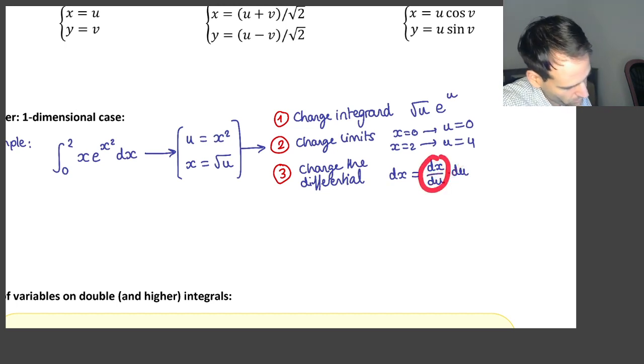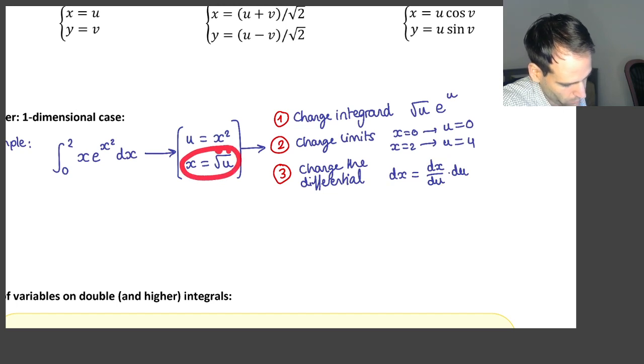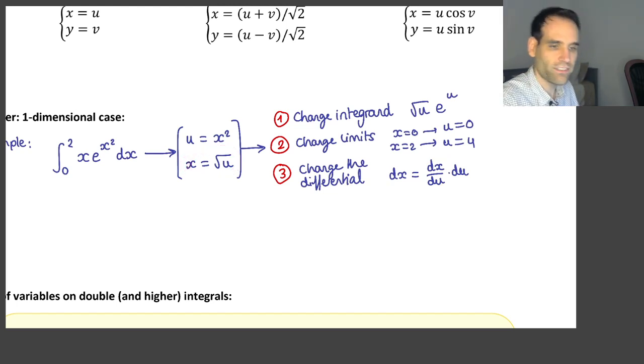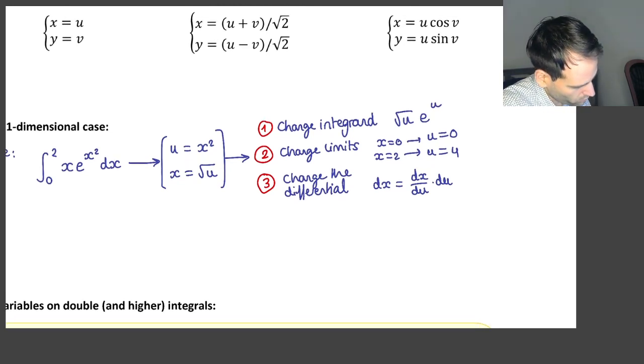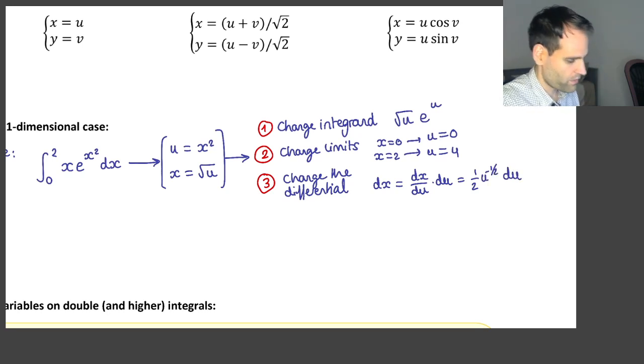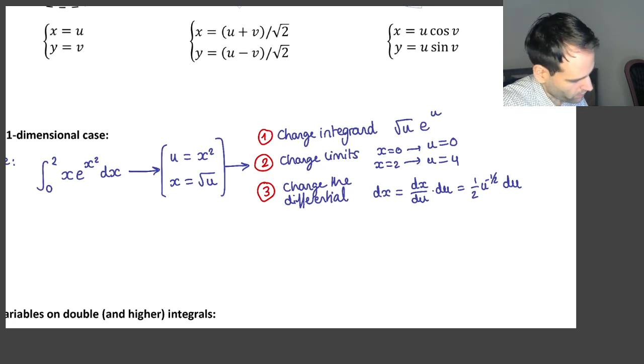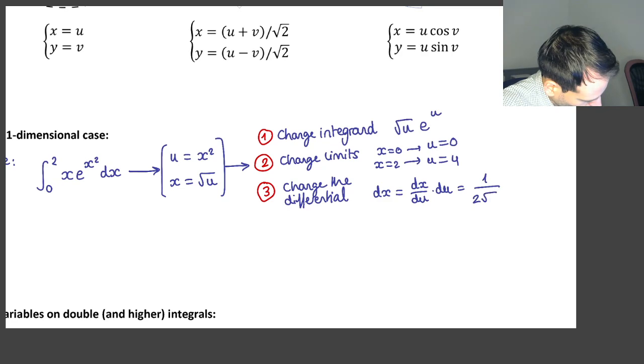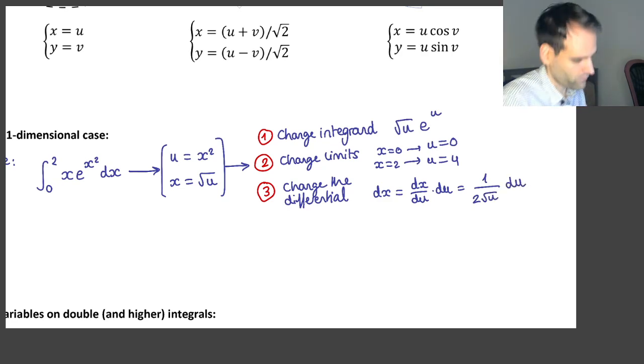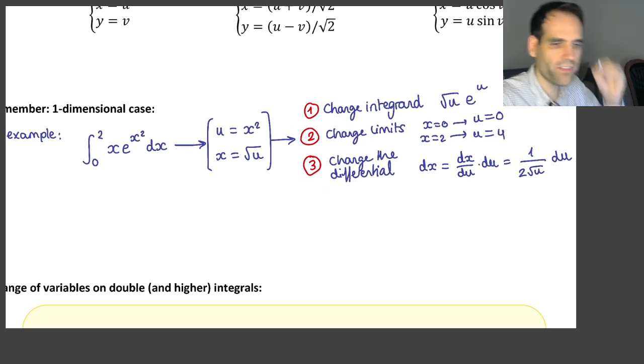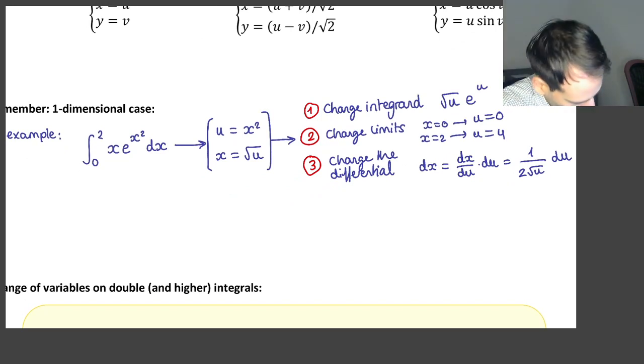And dx over du is the derivative of x with respect to u. And you have the function here relating x to u. So the derivative of this is 1/2 times u to the minus 1/2 times du. Okay? Which you can rewrite as 1 over 2 square root of u du.